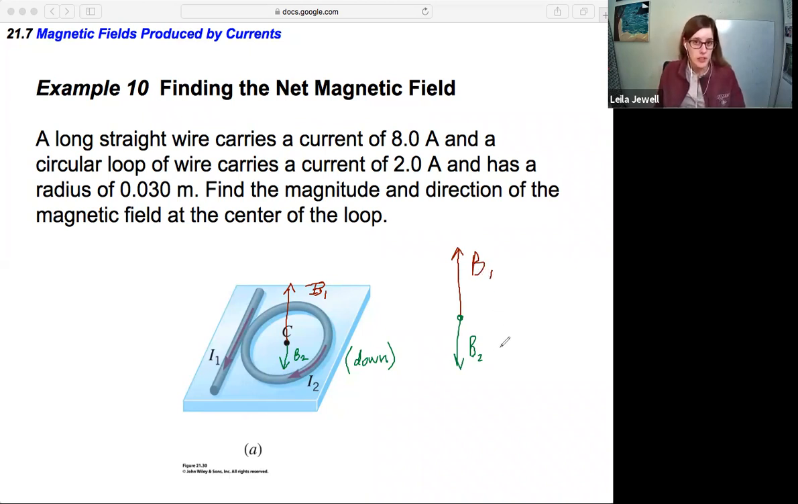Both of these are creating a magnetic field, but notice the magnetic fields are in opposite directions. That means we're not going to be able to add them together because they're opposing each other. So when we want the net magnetic field, what are we going to have to do to show that they're in opposite directions? For the net field, we're going to have to subtract them. So if we define B1 as in the positive direction, we could say B1 minus B2.